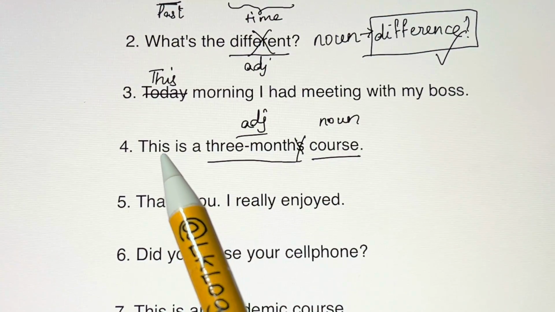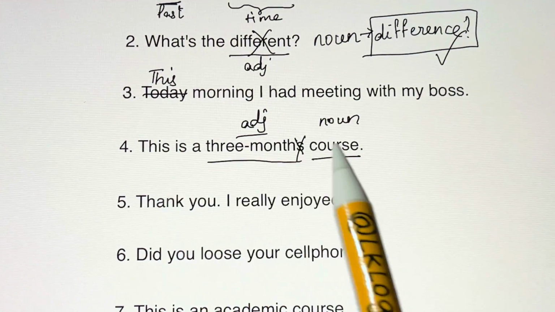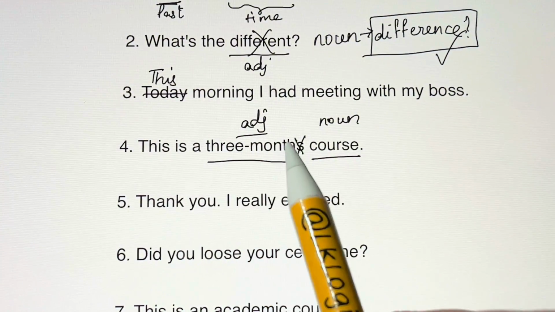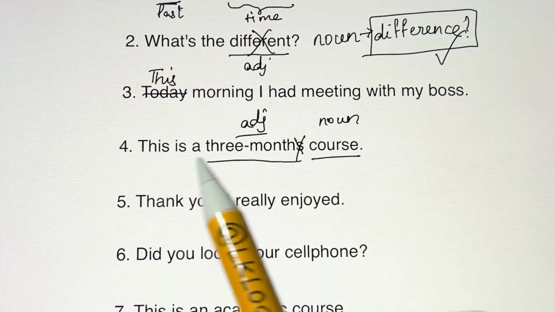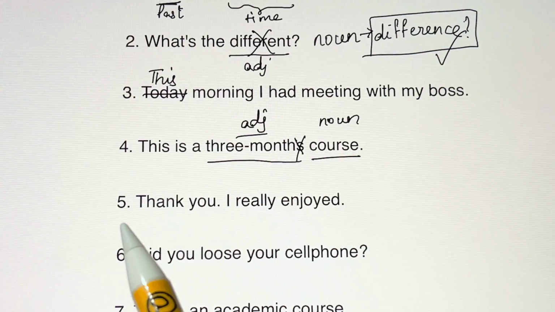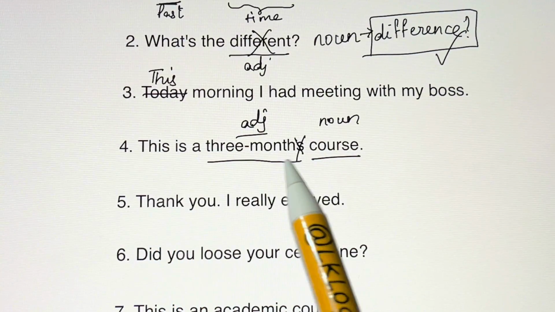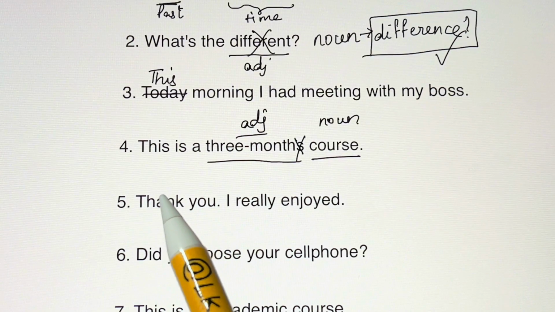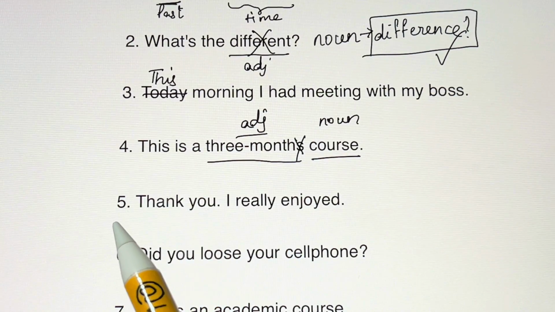Another example. This is a $1 million contract. You don't say $1 millions contract. You say this is a $1 million contract. And so on. Like that. Okay? Each of these is a different element of grammar. Different aspect of grammar.